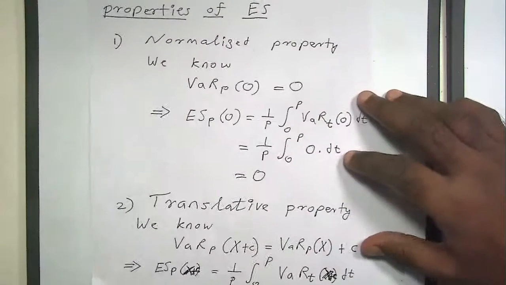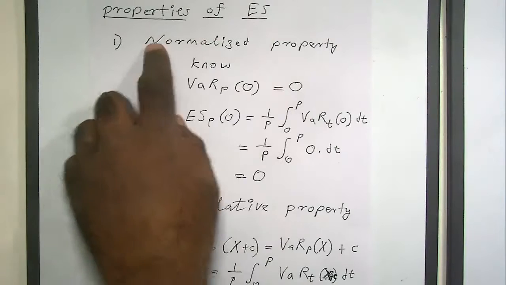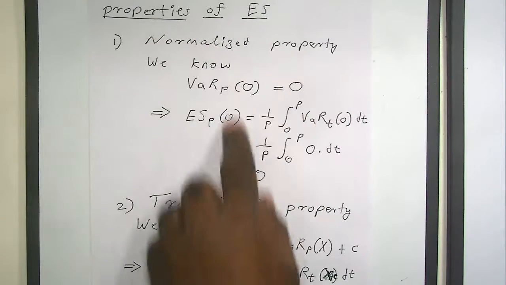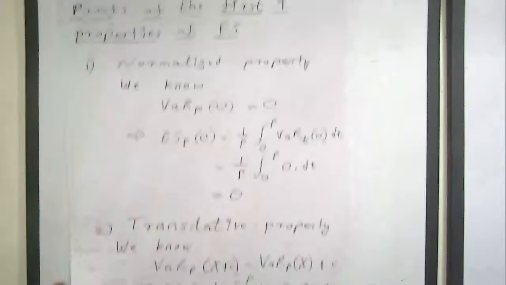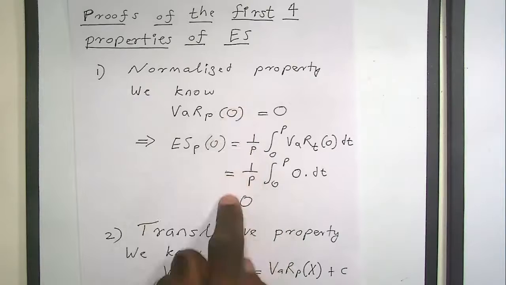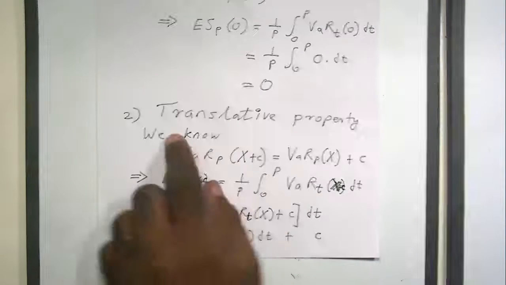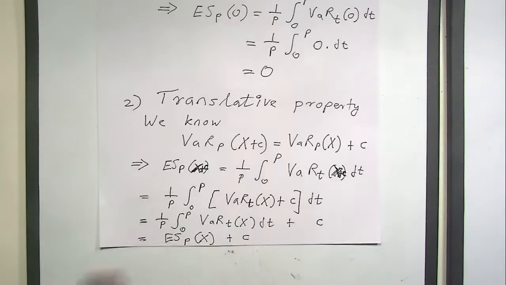Then I talked about the proofs of the first four properties of ES. The first one is the normalized property, and the proof is here. The second one is the translation property, and this is the proof of it.